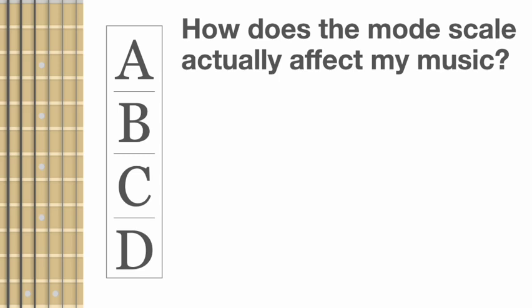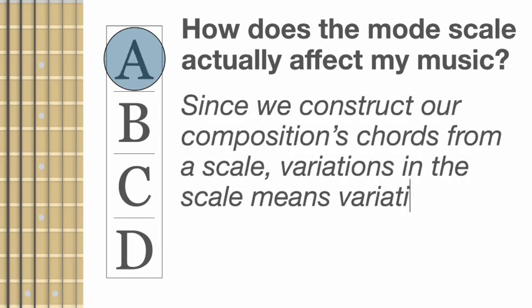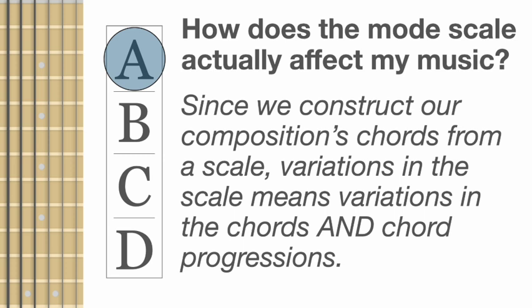So the next thing is you might be thinking, okay, well, if the modes are kind of a variation on a scale, what effect does that have on my music? And this is a very, very good question, because what you have to remember is that everything that we construct, everything comes from our scale. So therefore, if we have a variation in our scale, it means we're going to have variations in our chords, and it also means that we are going to have variations in our chord progressions. Okay, so a variation in the scale definitely has a cascading effect.